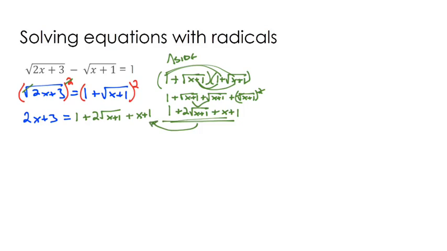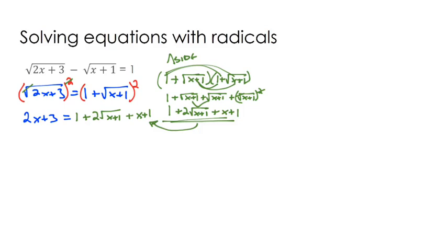And now, we got to play the same game again. We initially isolated this radical, but if you'll notice, we still have a radical in our problem. Our next little mini goal is going to be to isolate this radical and then square both sides again. So I'm just going to take it step by step.